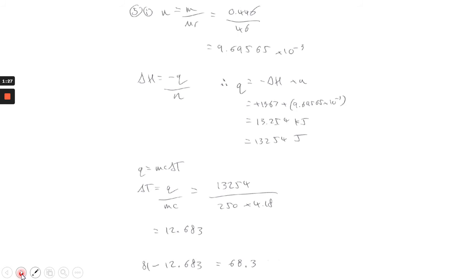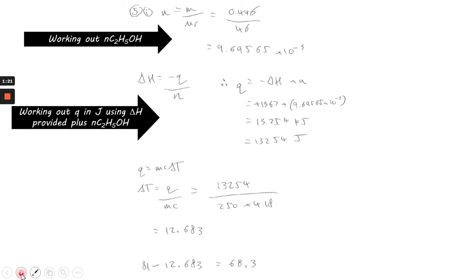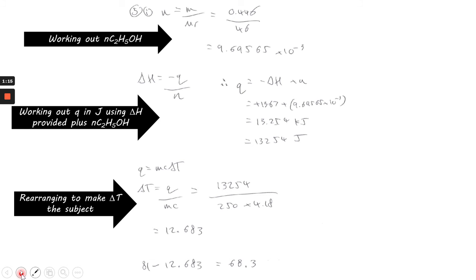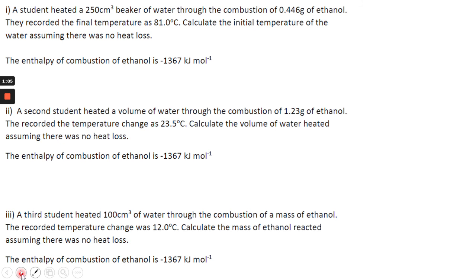Checking the mark scheme, firstly you work out the number of moles of C2H5OH. You work out Q in joules using ΔH provided plus the number of moles of C2H5OH you just worked out. Then you rearrange to make ΔT the subject before finally working out the initial temperature. And it's written here to 3 sig figs: 68.3.